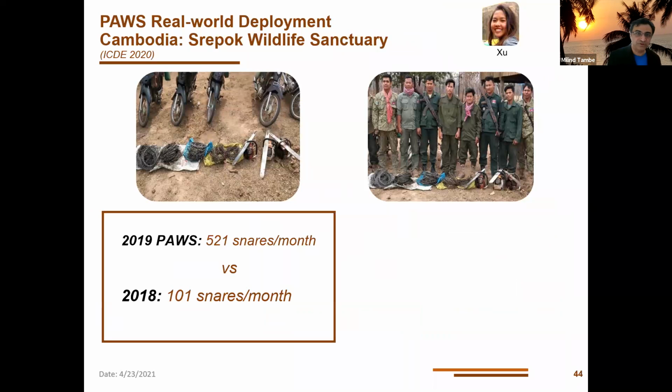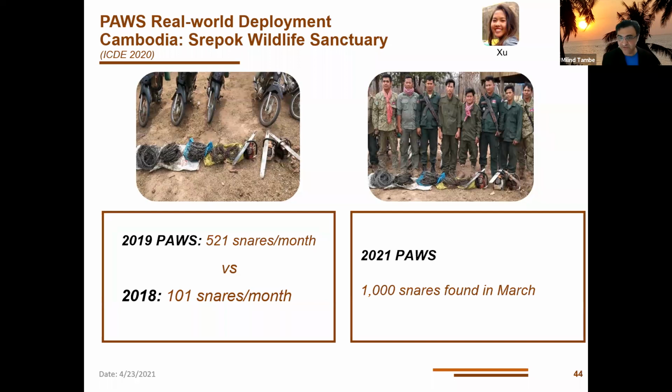In Cambodia, in the Shreveport Wildlife Sanctuary, our system PAWS was deployed. From 2018, they had 100 snares captured per month. Once PAWS got deployed, the number of snares captured was 500, more than a 5-fold jump. They're now at a point where they're continuously using PAWS. In 2021, just this last month, they found 1,000 snares and removed them. And here are some pictures of these snares being captured.